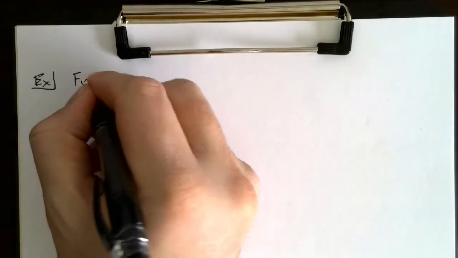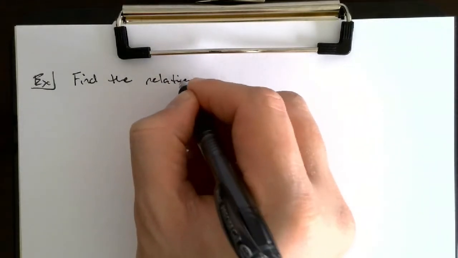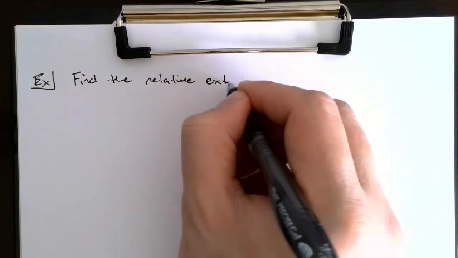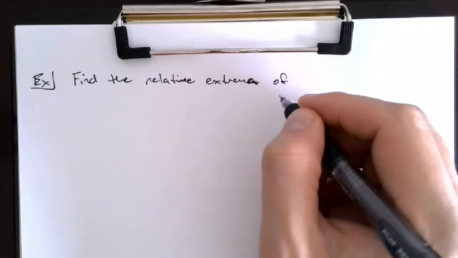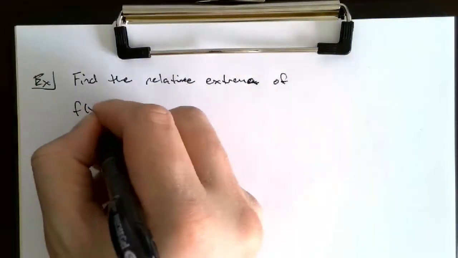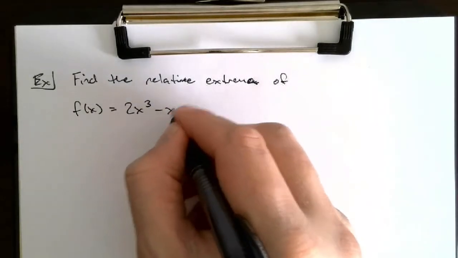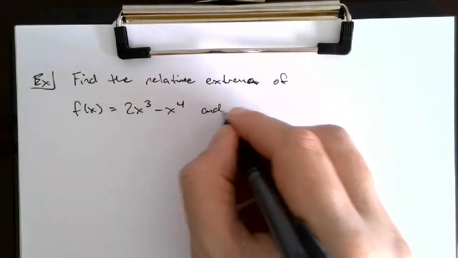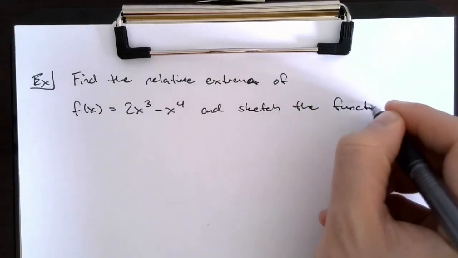Alright, in this video we're going to use the first derivative test on a couple of examples just to find relative maximums and relative minimums. So for this first example, let's find the relative extrema of f of x equals 2x to the third minus x to the fourth. And we'll say sketch the function.